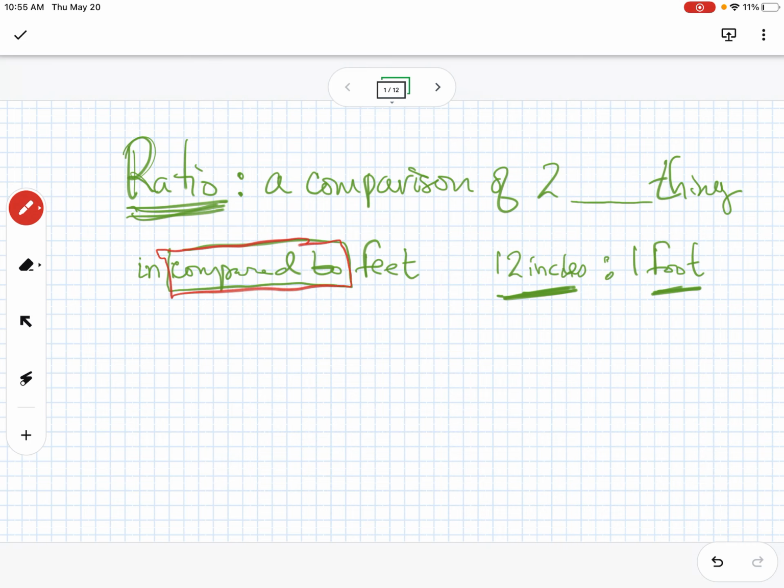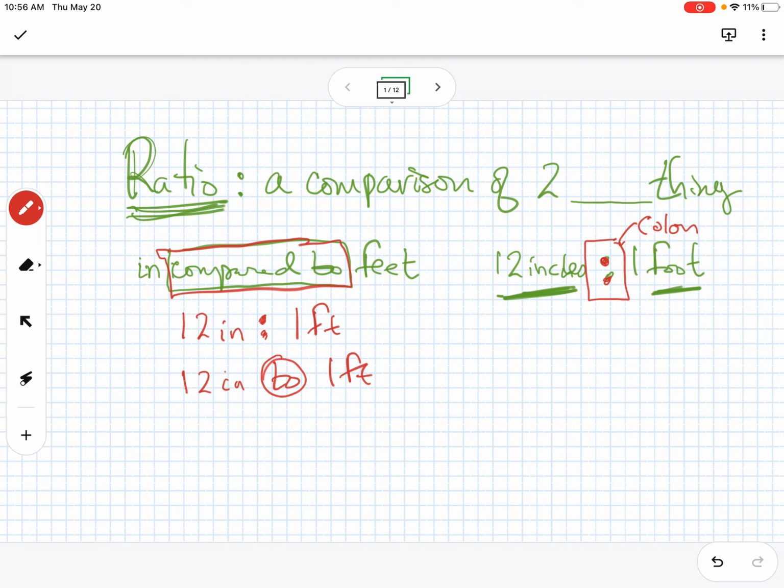Now, when I wrote down the ratio over here, instead of writing down the words compared to, I wrote this symbol. We'll call that a colon. That's one way that I can separate the things I'm comparing in a ratio. So that ratio would be 12 inches compared to 1 foot. There's different ways I can write ratios. A colon is one way. I could also write with a word, to: 12 inches to 1 foot.